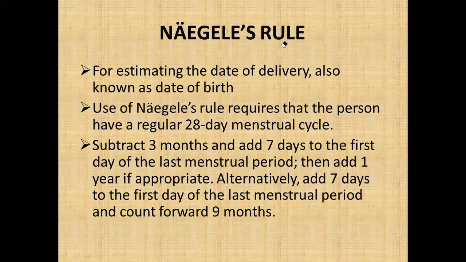So if you have any question on what I just said, it says that add 7 days to the first day of the last menstrual period. After that, you can decide to count 9 months forward. Then you will get the dates. Or you can decide to go with this, where after adding your 7 days to the first day of the last menstrual period, you then subtract 3 months from the month, and then you add a year to it if it's applicable, or if you need to add the year.